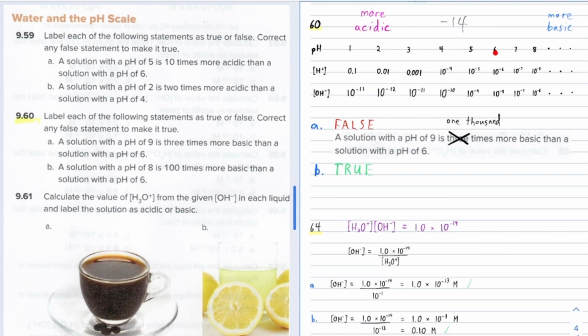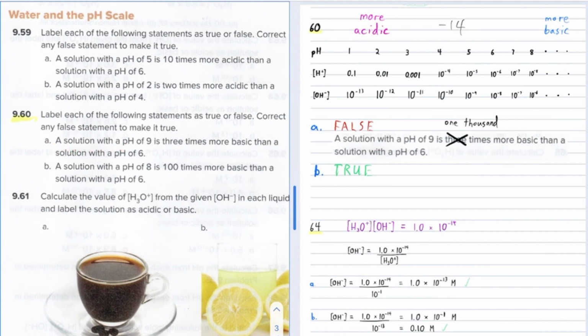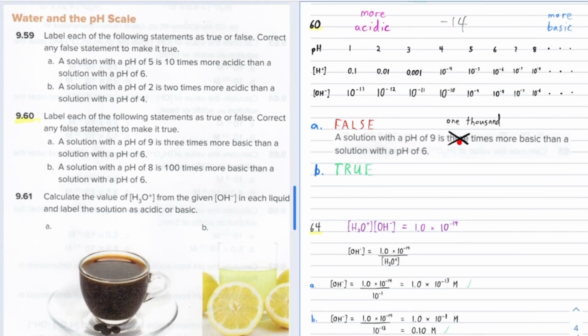Now pH 6 is how many, 1, 10, 100, 1,000 times more acidic than pH 9? So we could say that pH 9 is 10, 100, 1,000 times more basic than pH 6. So part A is actually false. A solution with pH 9 is 1,000 times more basic than a solution with pH 6 because it's 3 numbers away.